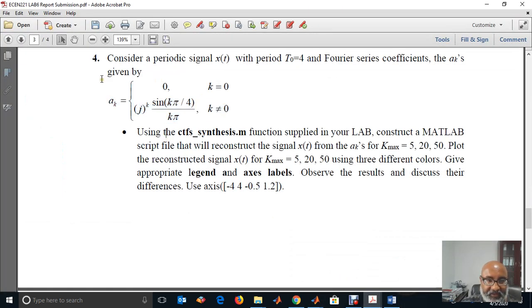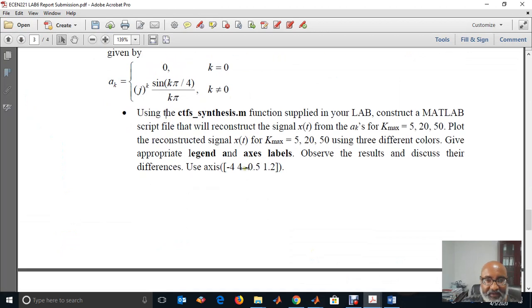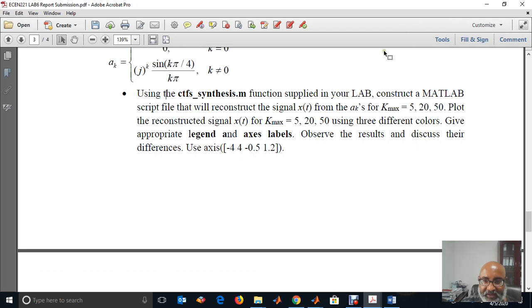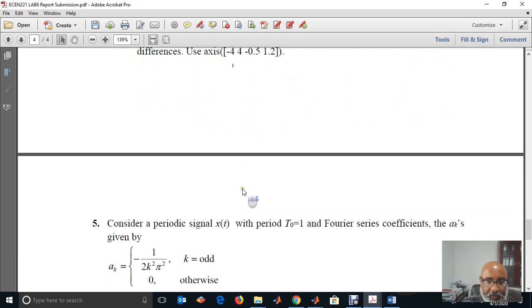So you have this a_k here. For this a_k, plot the graph for K max 5, 20, 50 using three different colors and on the same graph so that you can compare the difference. And you can use axis labels here. I already set the axis interval from -4 to 4, from -0.5 to 1.2.